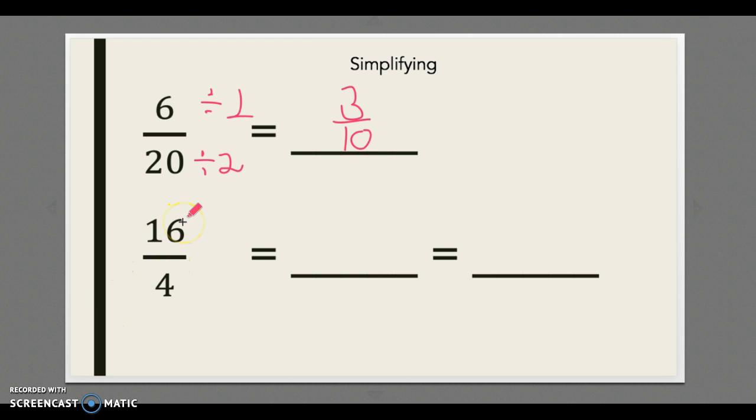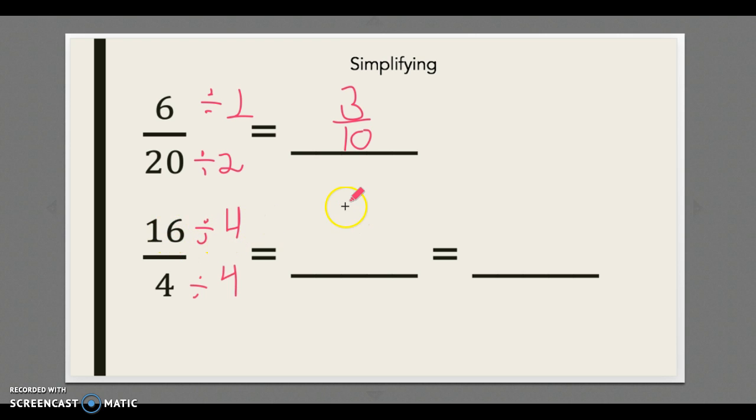Now I'm going to look at 16 over 4. This is an improper fraction, but I can still reduce both my numerator and denominator. The common factor between 16 and 4 is 4. So I'm going to divide 16 by 4, and I'm going to divide 4 by 4.